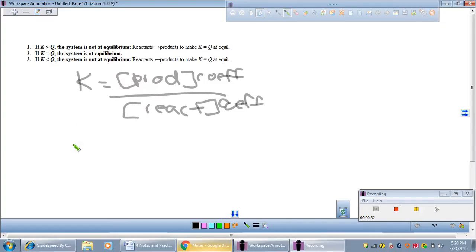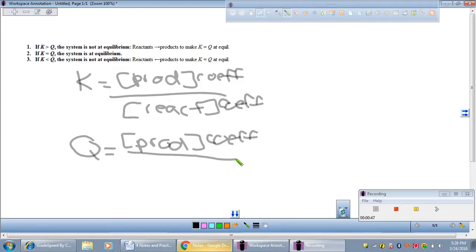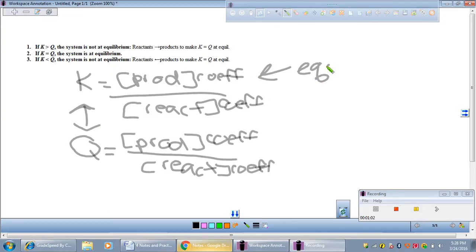Well, if we take a look at the reaction at any point in time, we can find what's called the reaction quotient, which is Q. It is set up mathematically just like K. The difference is that the concentrations don't necessarily have to be equilibrium concentrations. In fact, if they're not, we will be able to tell that the reaction is not at equilibrium because we're going to compare these two numbers. So always K has to be equilibrium concentration, but Q is the concentration at any given point in time.